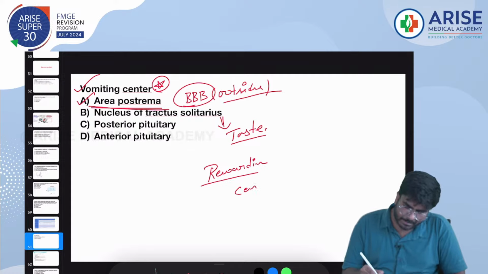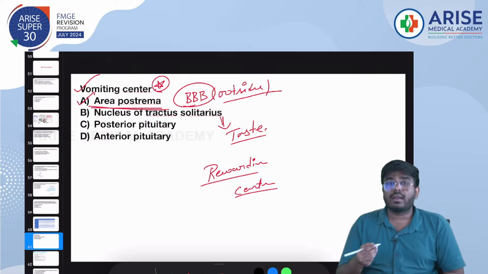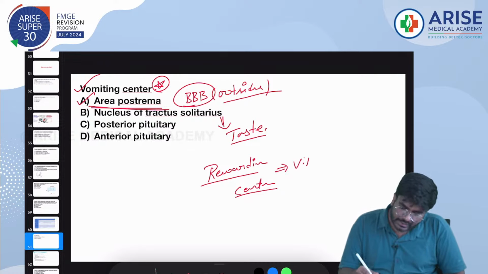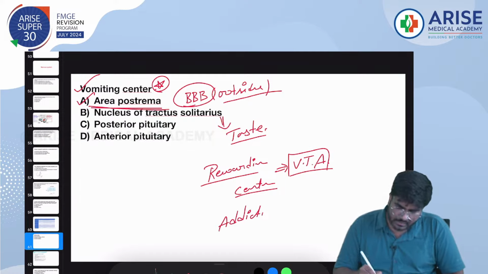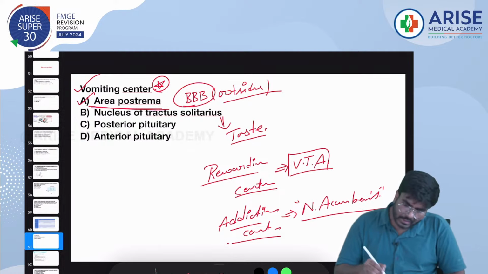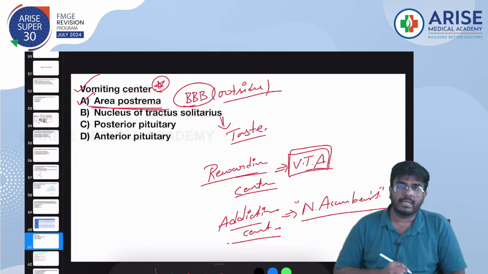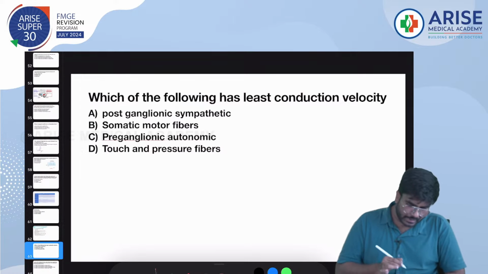Who is the rewarding center in your brain? Our rewarding center is the ventral tegmental area. The ventral tegmental area is the rewarding center. What is the addiction center? It is the nucleus accumbens. The nucleus accumbens is the addiction center. The rewarding center is the ventral tegmental area. The vomiting center is the area postrema. It's outside the blood-brain barrier.